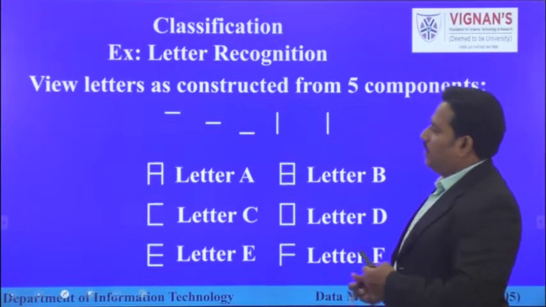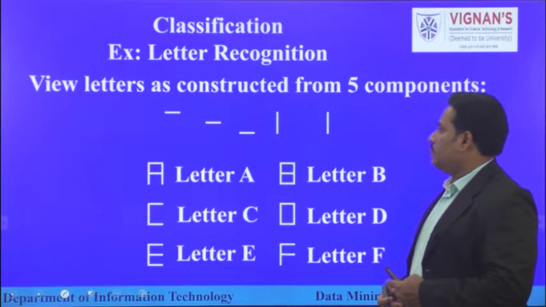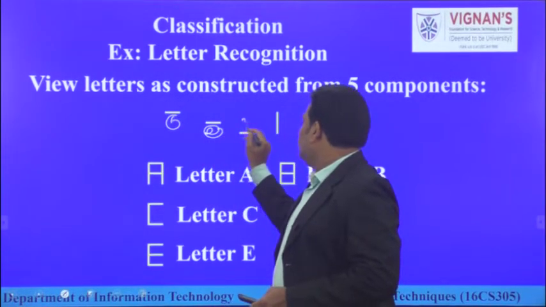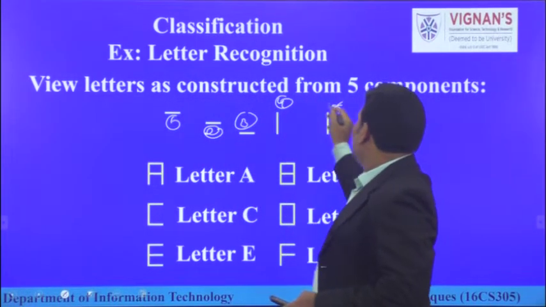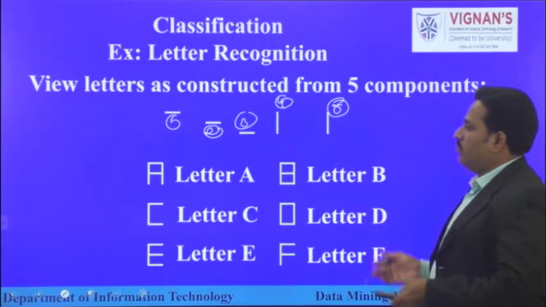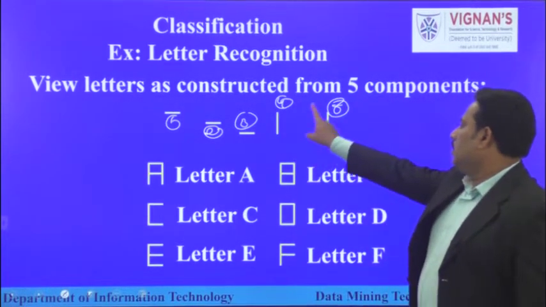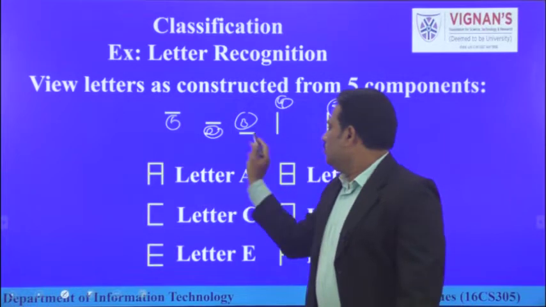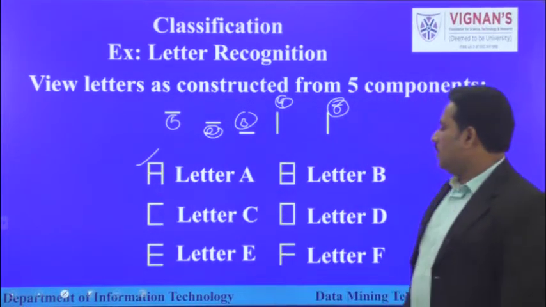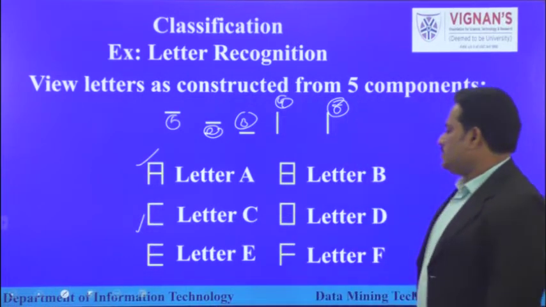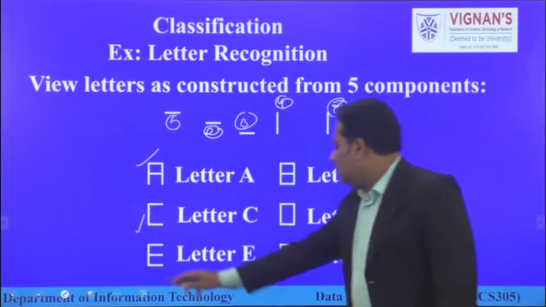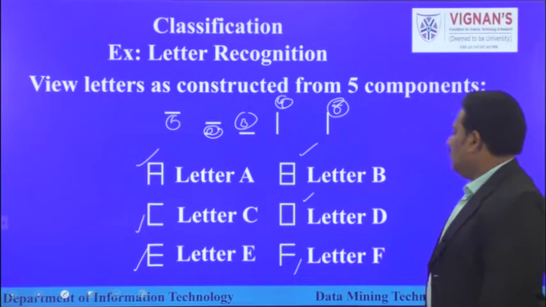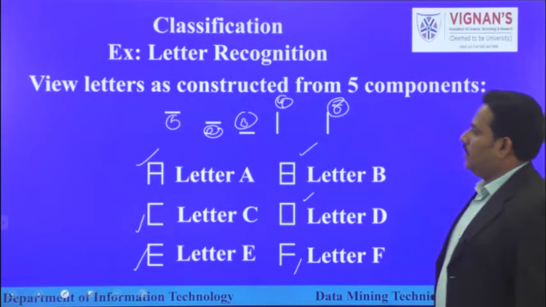And let us look at letter recognition. Here we have 5 symbols, or 5 components, like component 1, 2, 3, 4 and 5. Using these 5 components, we want to form some letters. Using these vertical and horizontal components, like using these two, we can draw a letter A, or we can recognize a letter C. We can construct a letter E, H or B, letter D, letter F. This is called letter recognition.